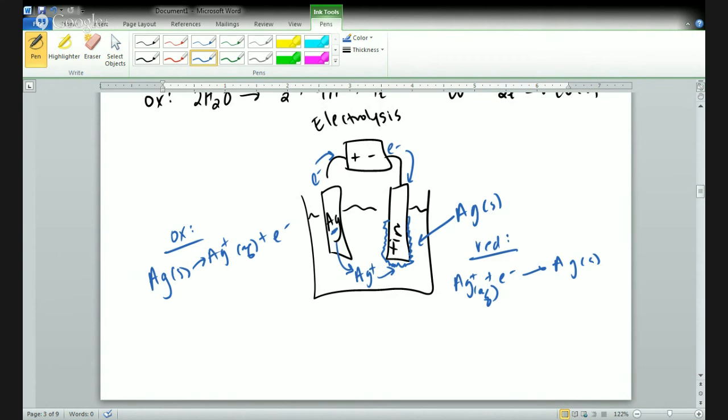The next question says, for the standard reduction potential, say Li plus E to Li has a potential of negative 3.04. If you were to reverse it, okay.